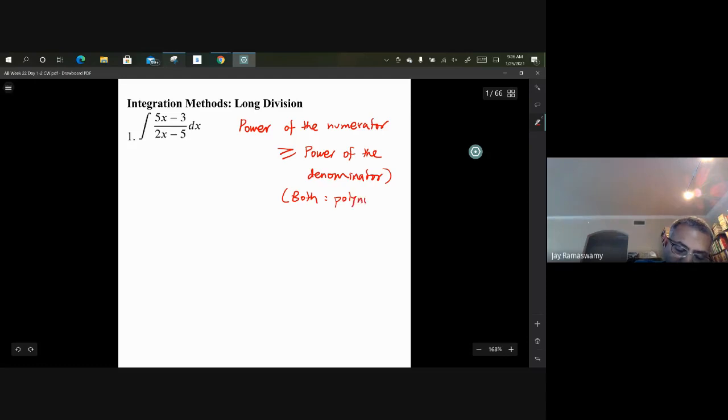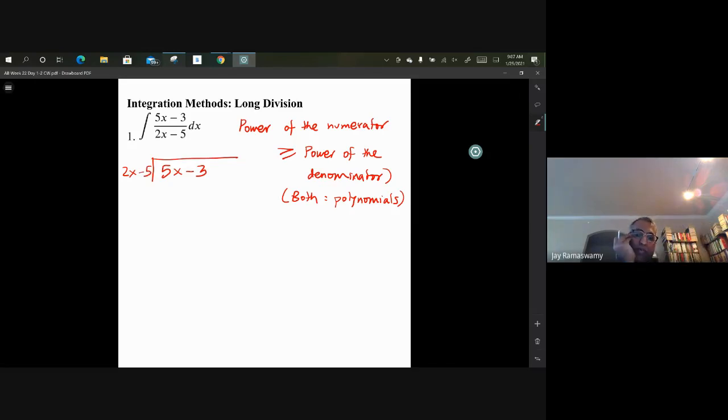In AB, they usually just ask linear functions. Can you see you have a line on top, you have a line on the bottom? Correct? Have a look at number 1. In AB, they ask very, very simple questions. So here's what I'm going to do. I'm going to do long division. So it's 5x minus 3, and you have 2x minus 5 outside.